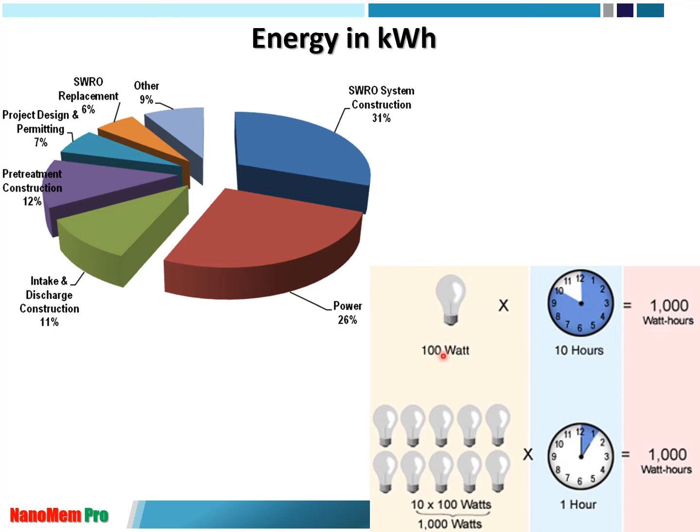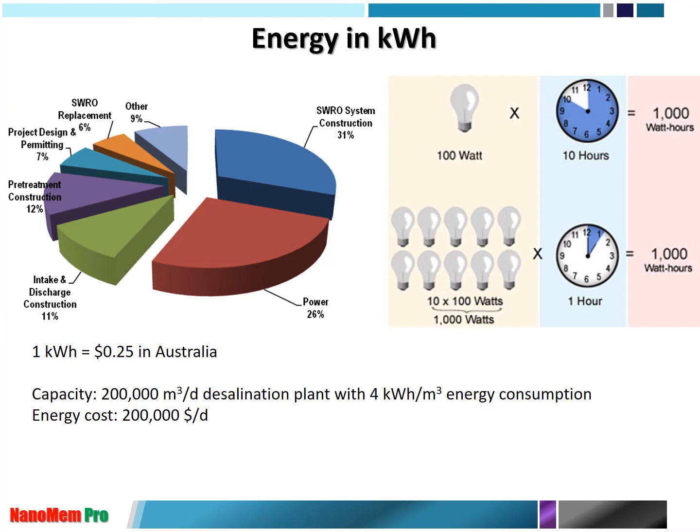When you consider a 100 watt light bulb running for 10 hours, we have 1 kilowatt hour. In other words, you have 10 light bulbs for 1 hour, which means 10 times 100 watts, 1000 watts for 1 hour, is around 1 kilowatt hour. This is very energy intensive when you consider 4 kilowatt hour per cubic meter for desalination, which means you can operate 40 light bulbs of 100 watts for 1 hour when you produce 1 cubic meter of seawater to desalinated water.